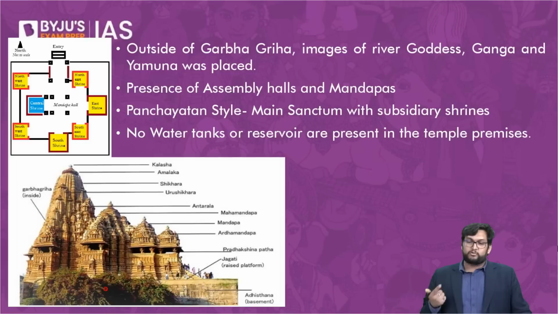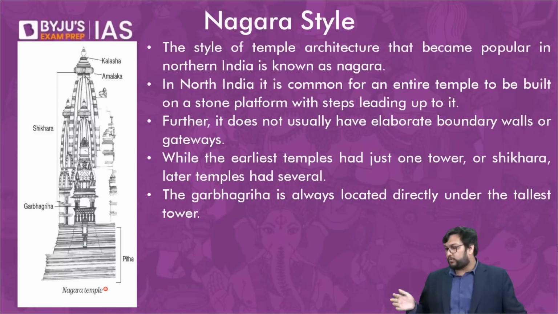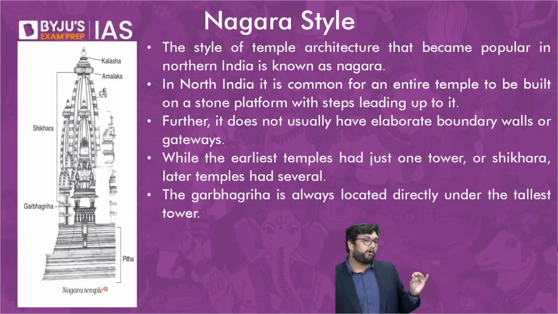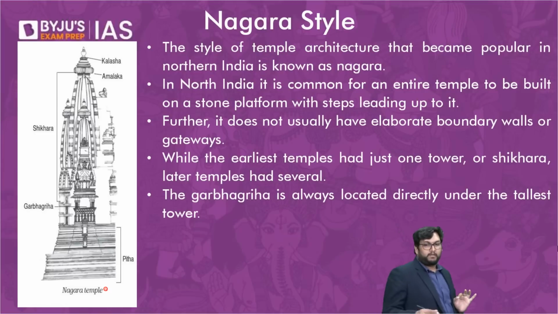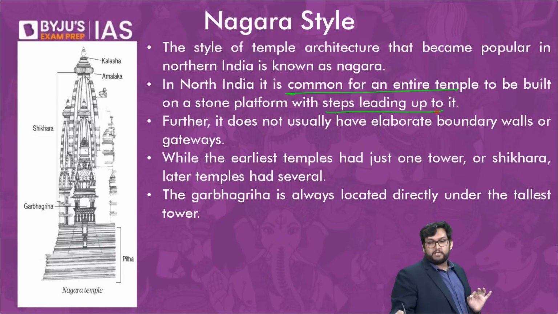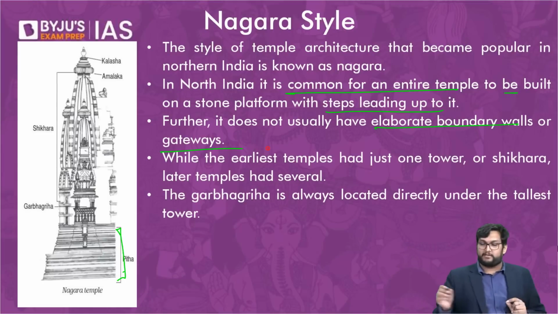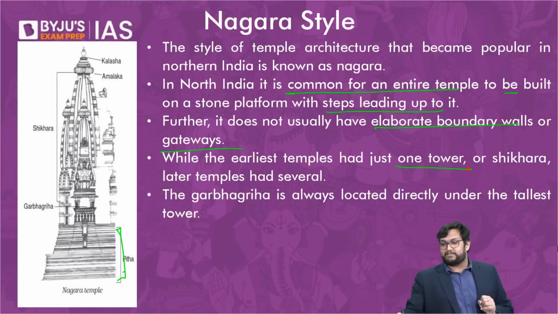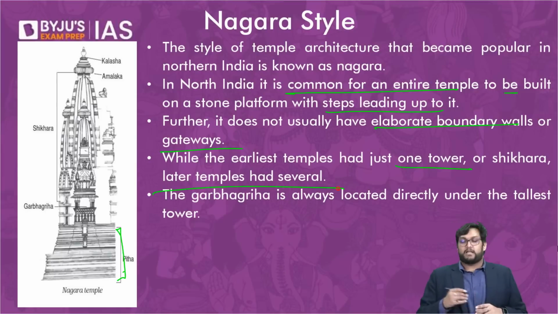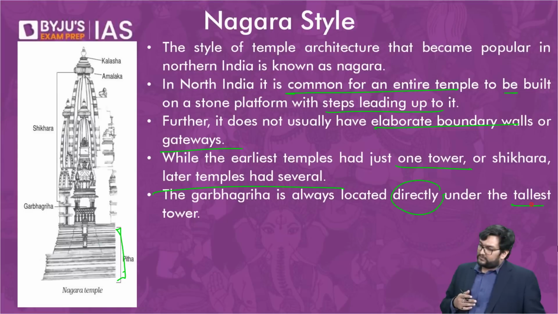Now this I'll read out to you, and then we'll see what we can cover further. The style of temple architecture that became popular in North India is called Nagara. Nagara is common for having this pitha, which is the platform itself. Further, it does not have elaborate boundary walls or gateways. Earliest temples had one tower, but later there were multiples. Garbhagriha is always under the tallest tower, which is the most important.